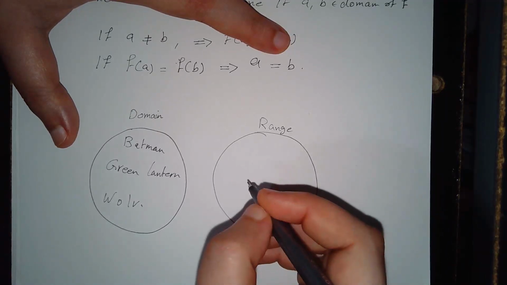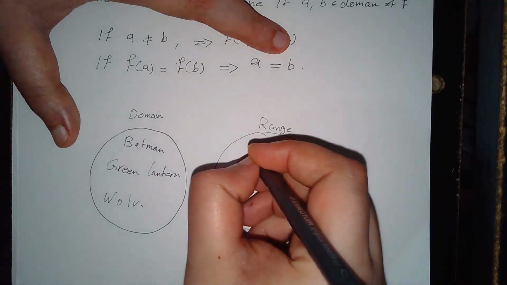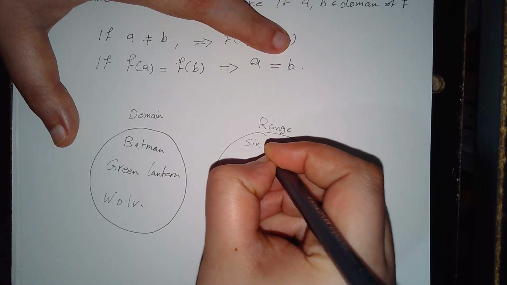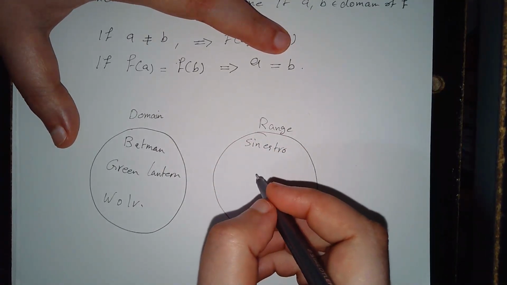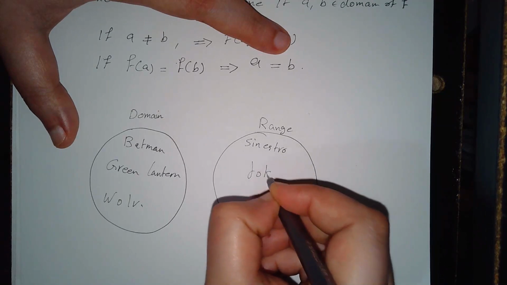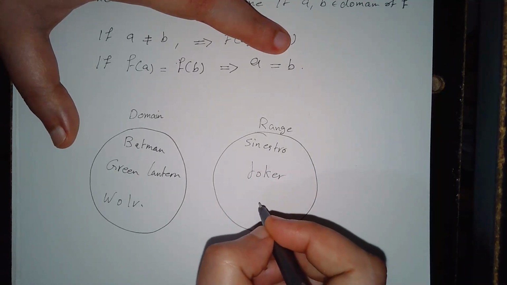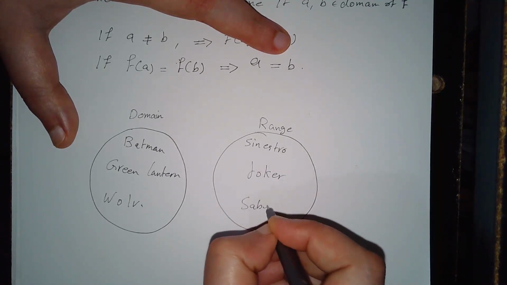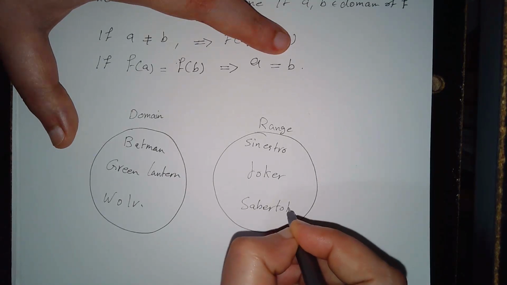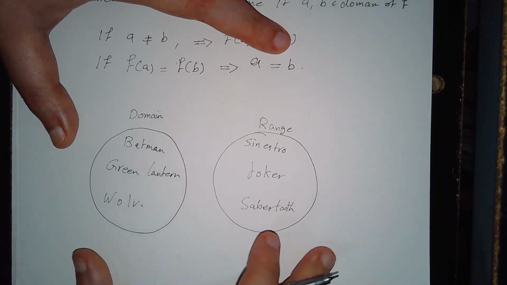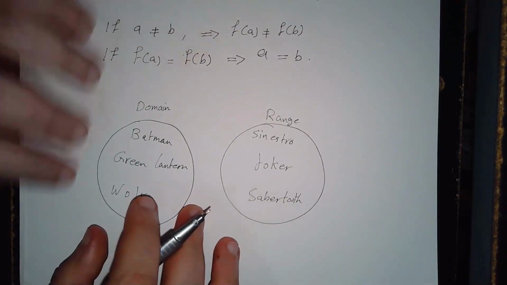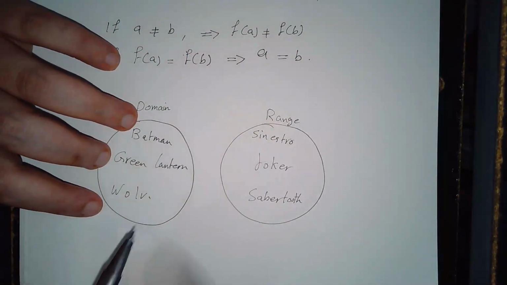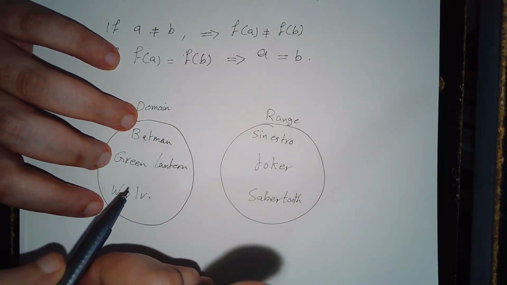I don't know, Sinestro, I think. Right? The Joker. And Sabretooth. Oops. Right? Now, so obviously each one of these villains correspond with only one superhero, right?